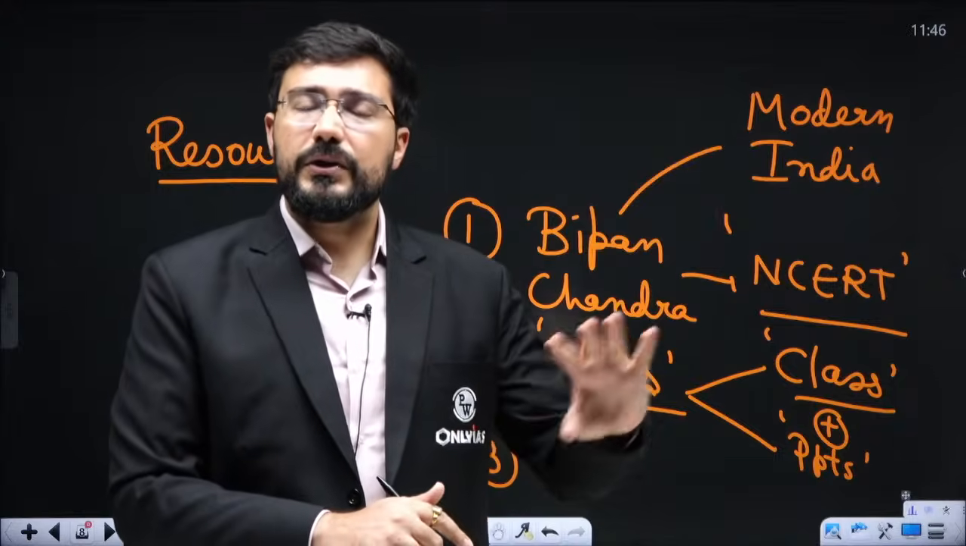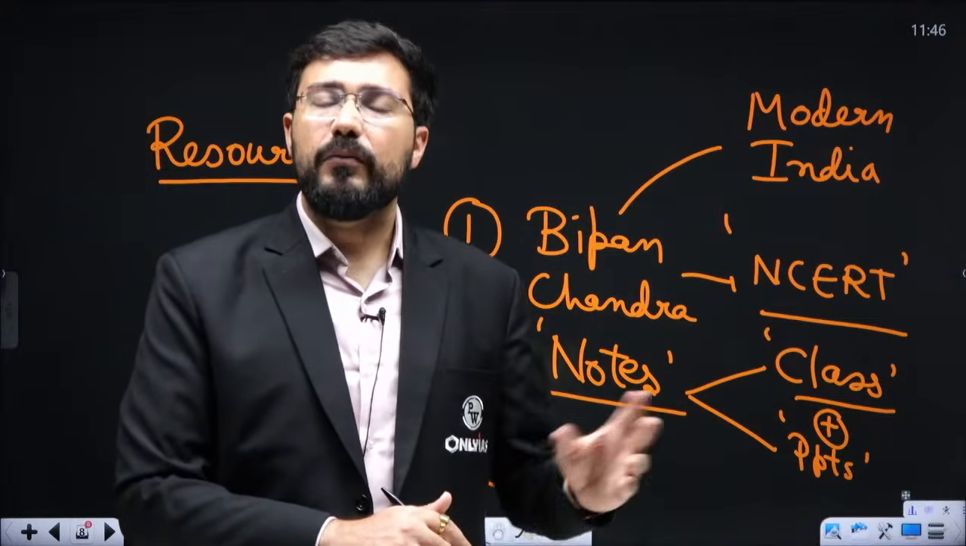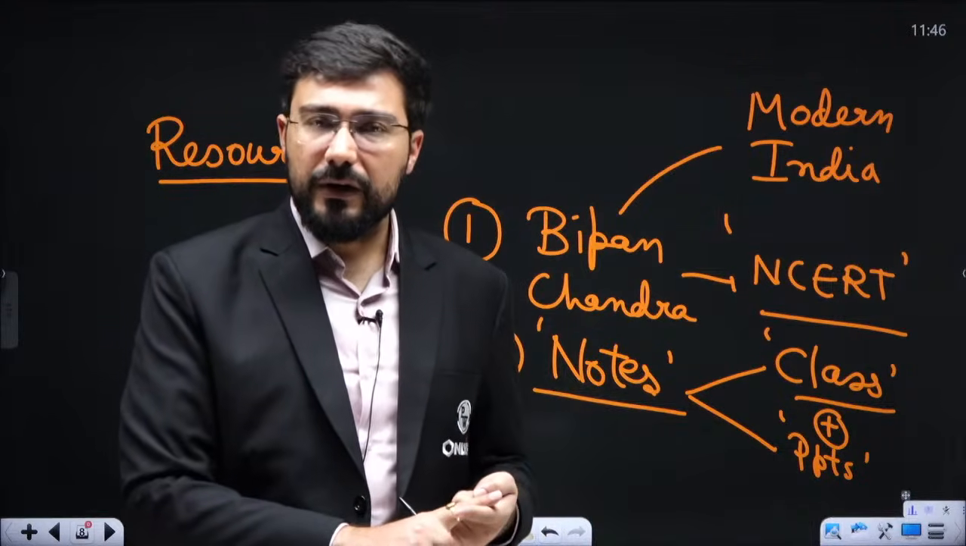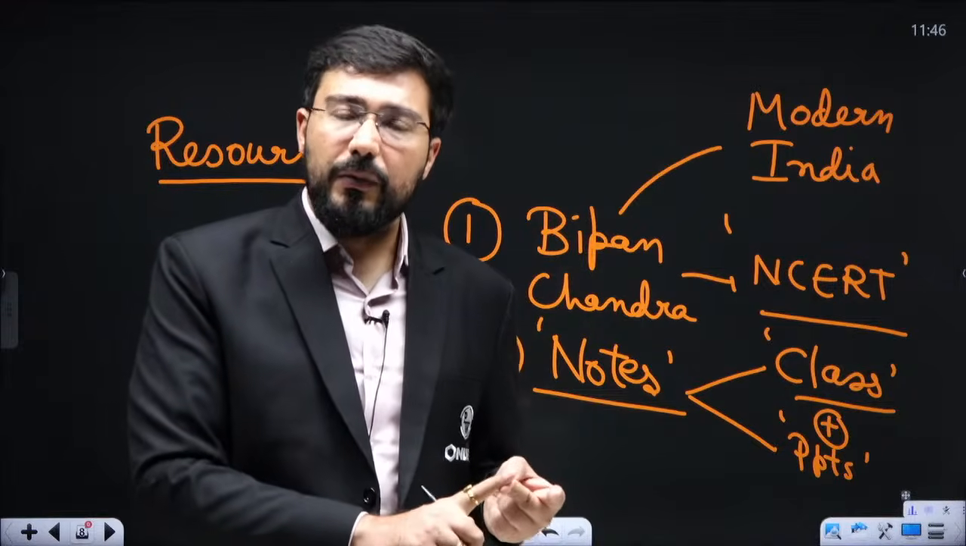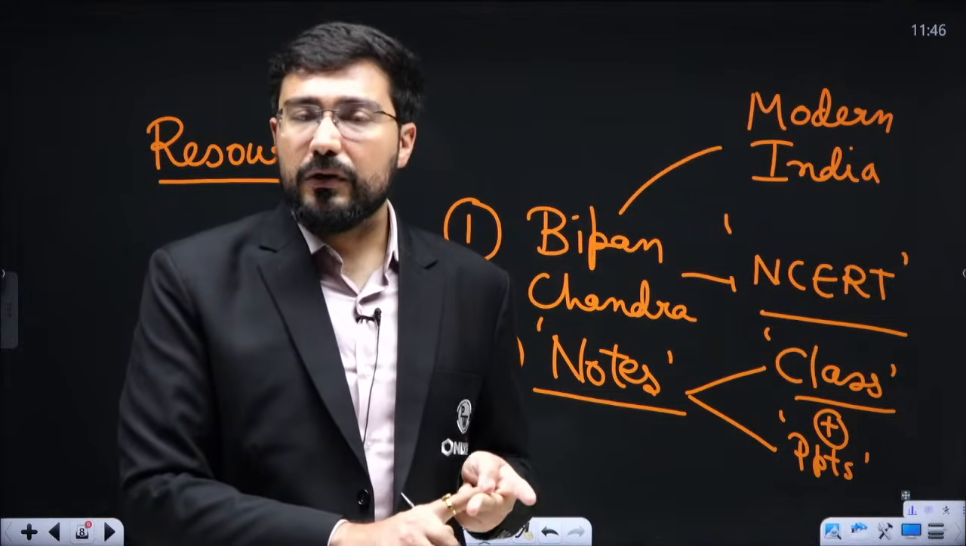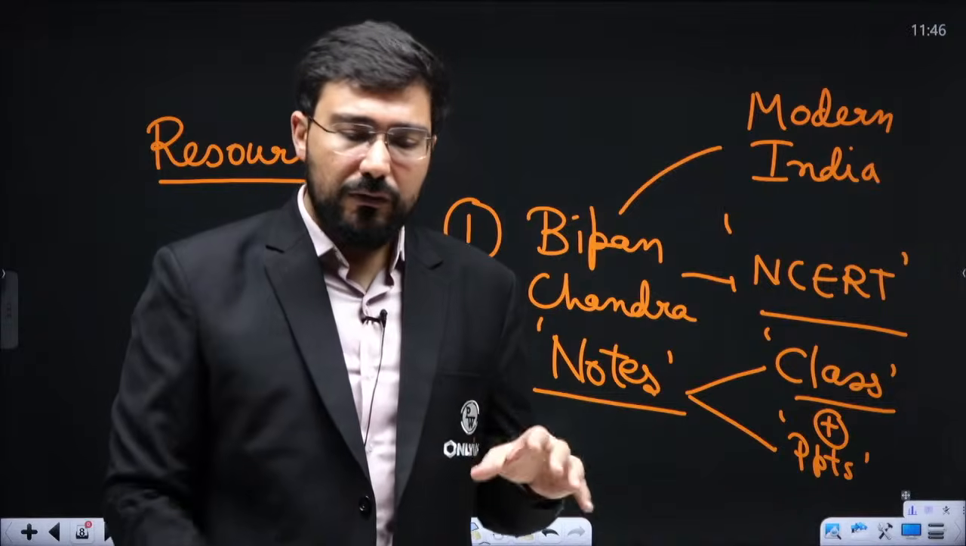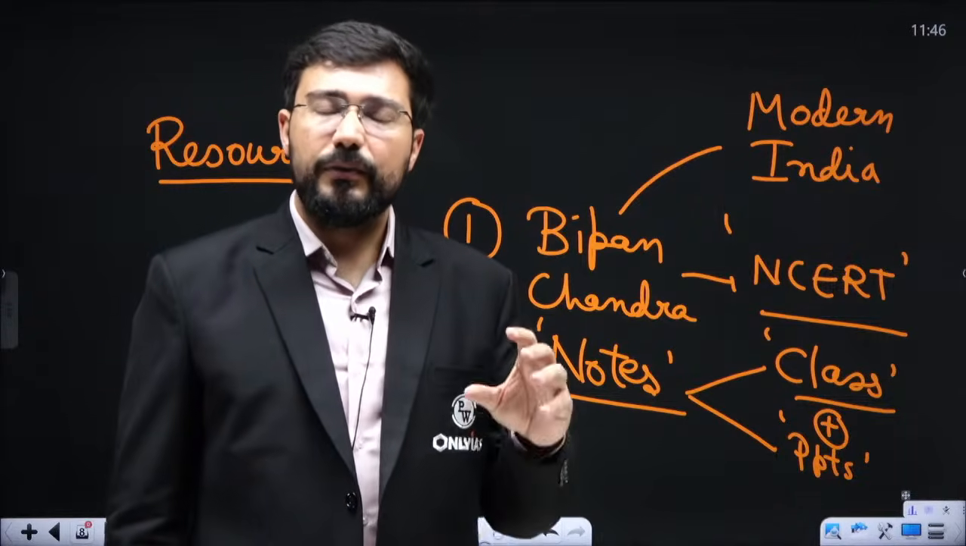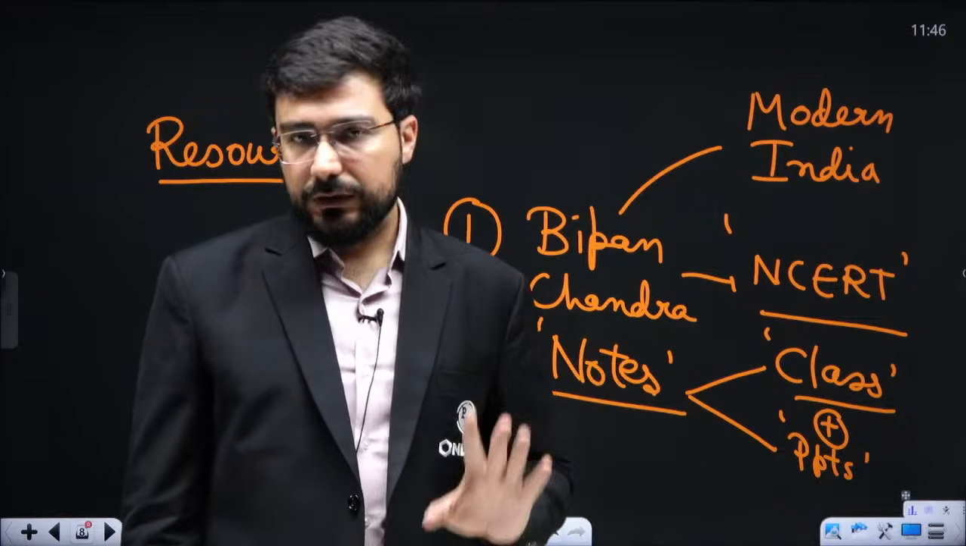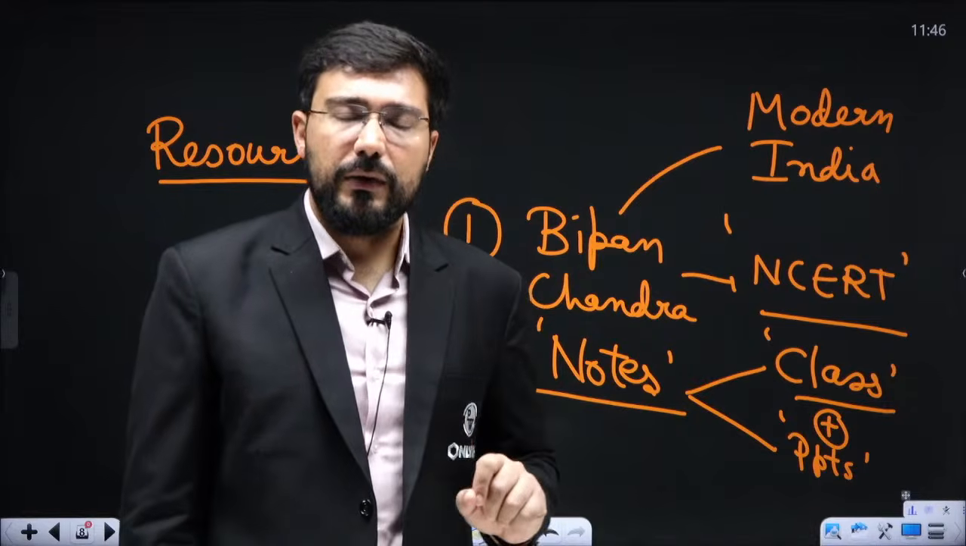Since I come from the history optional background, I have read many books, like Plassey to Partition. There's a book by the name of Modern India by Sumit Sarkar. There's a very famous book by B.L. Grover. That book also I have read for Modern India. So my understanding of modern India is based upon, suppose, 5 to 7 books. Okay, that's what I've read so far in my life.